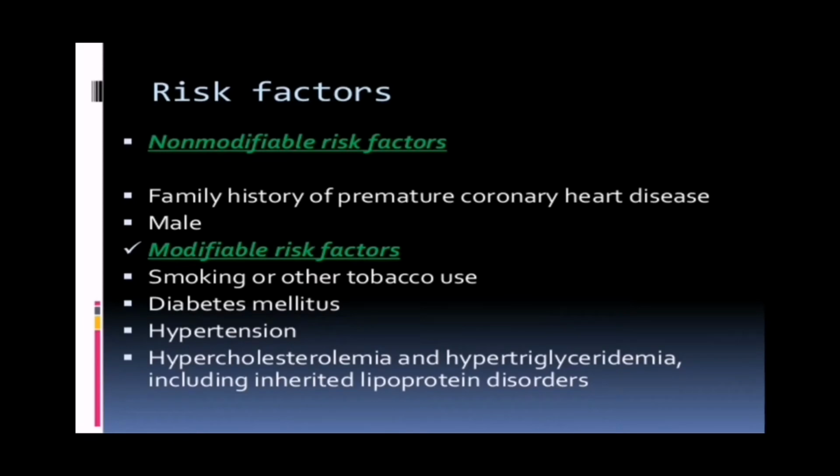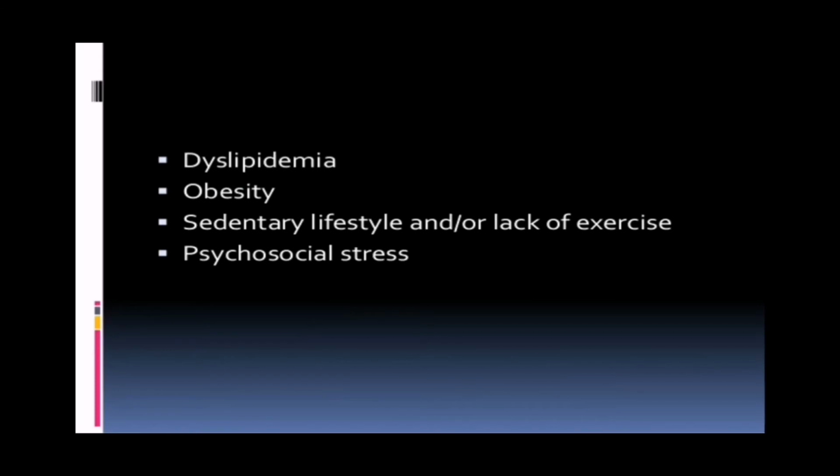Risk factors: I have already told that in coronary artery disease we have risk factors in two groups: non-modifiable and modifiable. In non-modifiable risk factors we have family history of premature coronary artery disease, which means inheritance patterns, and a predisposition of males towards myocardial infarction. Modifiable risk factors are smoking or other tobacco use, diabetes mellitus, hypertension, hypercholesterolemia, hypertriglyceridemia, including inherited lipoprotein disorders, dyslipidemia, obesity, sedentary lifestyle and lack of exercise, psychosocial stress.